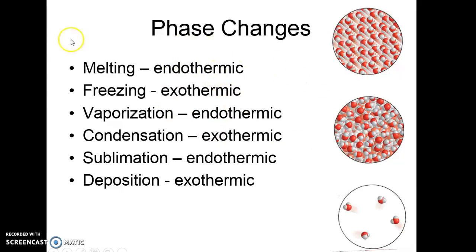And this idea can sometimes be confusing because people think about the temperature rather than what's happening with the molecules. In melting, of course, it's getting warmer, so you think exothermic, but it's actually the opposite. Now, when a reaction does a change, it's different.